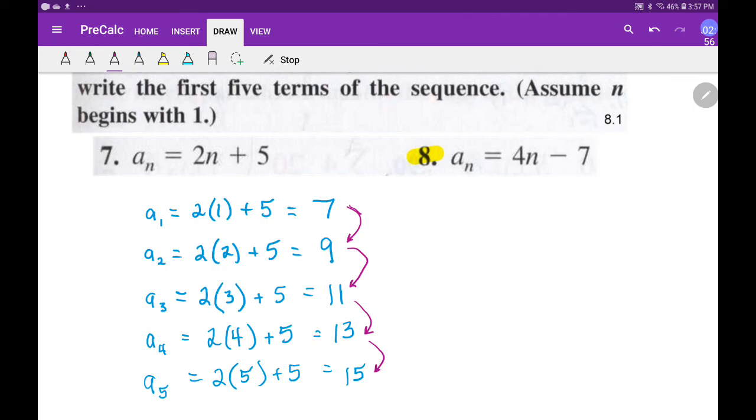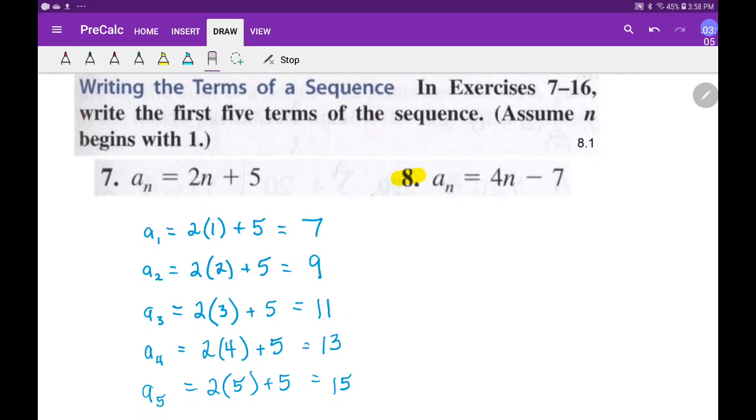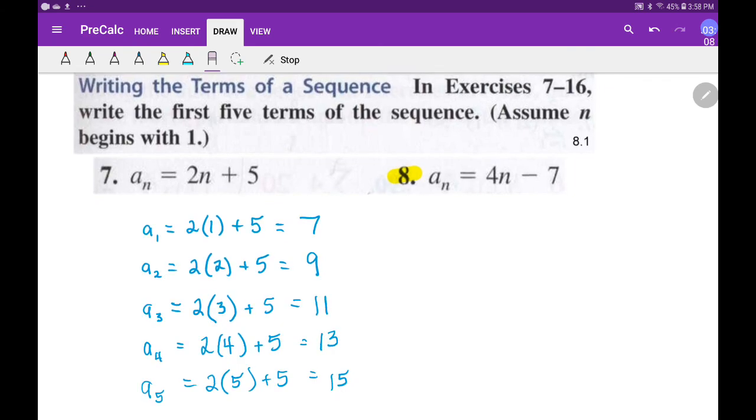But anyway, that's my sequence, and there is a pattern behind it, and if you see the pattern, you can figure out what the formula was. And so this is the start of trying to see patterns.